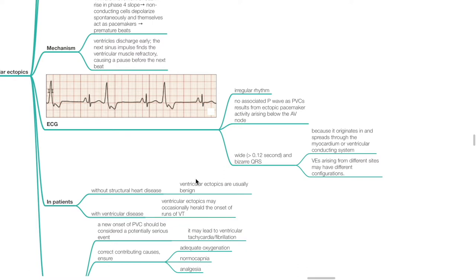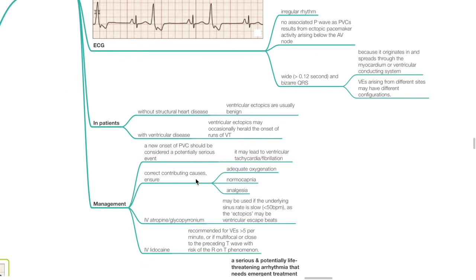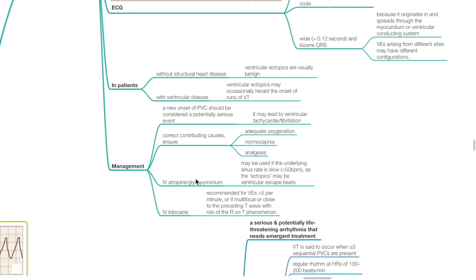In patients without structural disease, ventricular ectopics are usually benign. However, in patients with ventricular disease, ventricular ectopics may occasionally herald the onset of runs of ventricular tachycardia. Management. A new onset PVC should be considered a potentially serious event as it may lead to ventricular tachycardia or fibrillation. Correct contributing causes. Ensure adequate oxygenation, normocapnia, and analgesia.